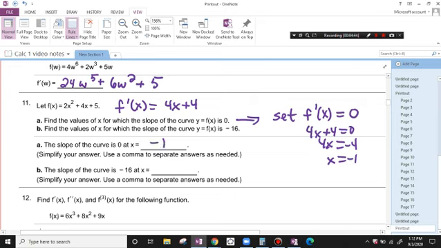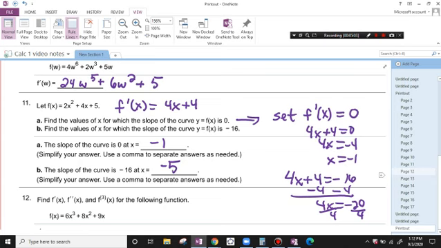Now if I want to find out where the slope is negative 16, I set the derivative, 4x plus 4, equal to negative 16. Subtract 4 on both sides. 4x equals negative 20, divide both sides by 4. x is negative 5. That's the place where the slope of the curve is negative 16.